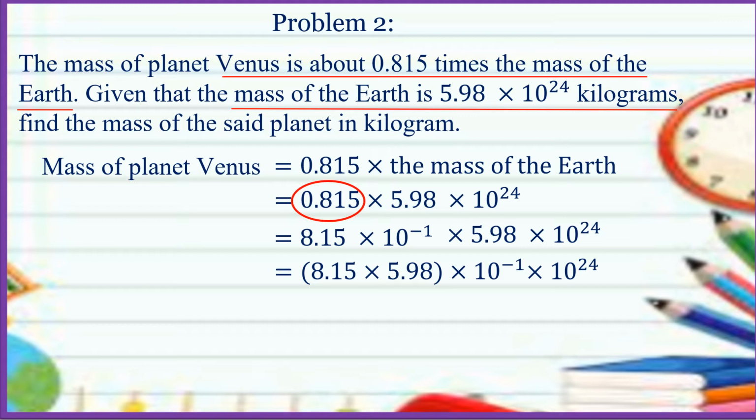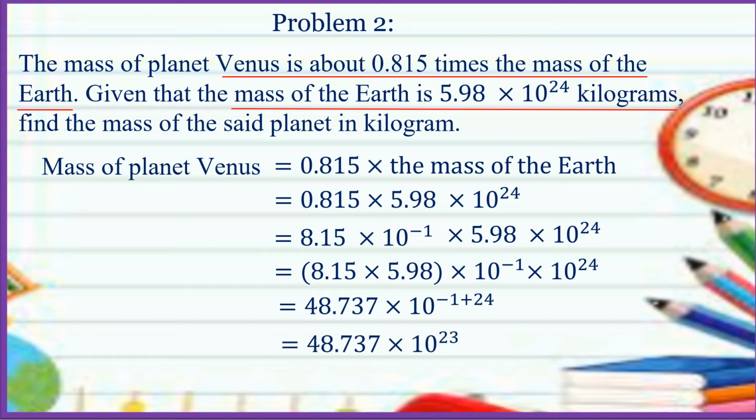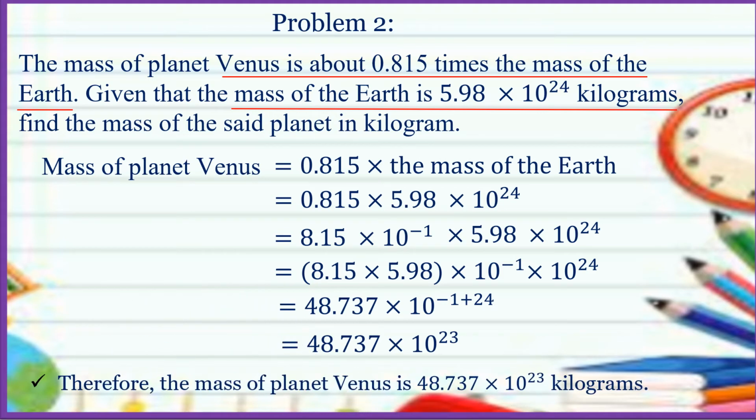What is 8.15 times 5.98? Correct. So we will be having 48.737 times 10 to the negative 1 plus 24. And what is negative 1 plus 24? Correct. It is positive 23. So we will be having 48.737 times 10 to the 23rd. So therefore, the mass of planet Venus is 48.737 times 10 to the 23rd kilograms. That is problem number 2.